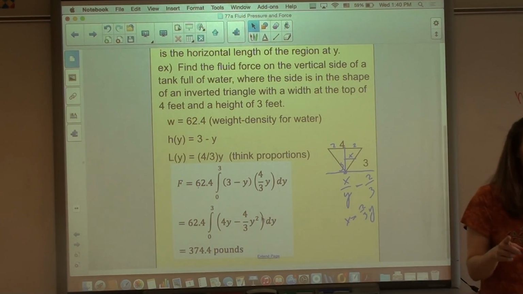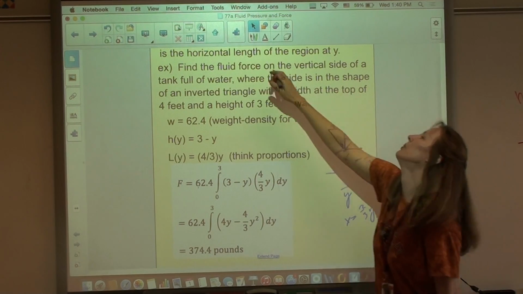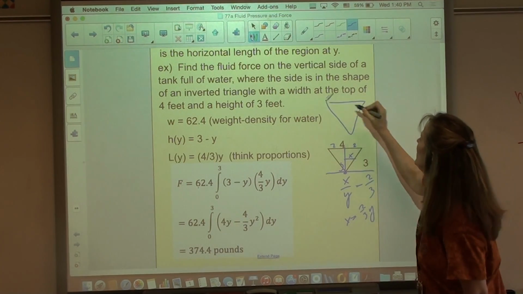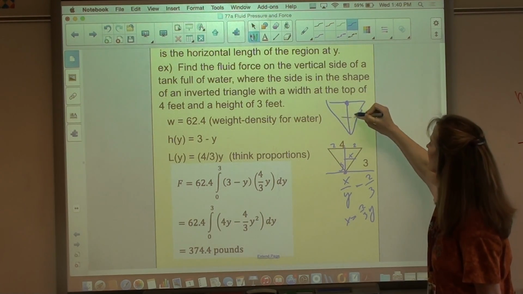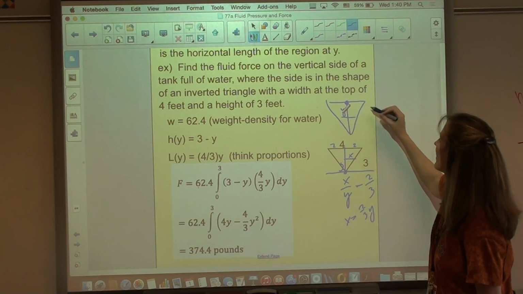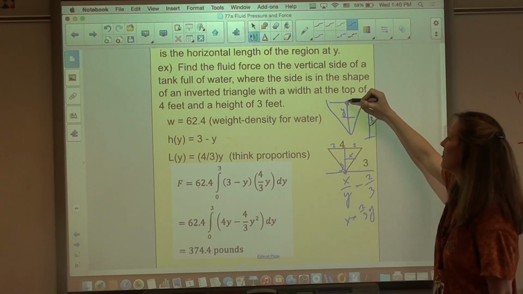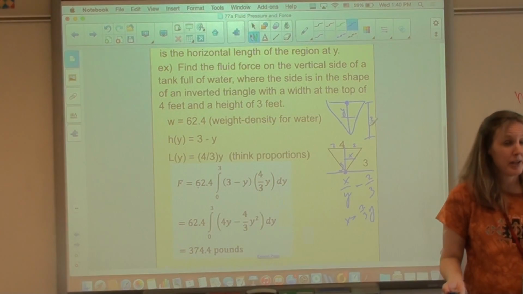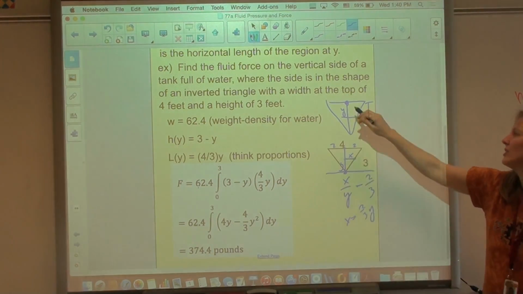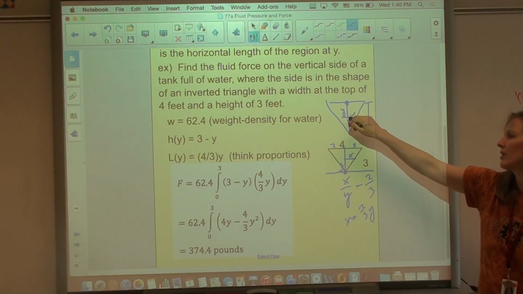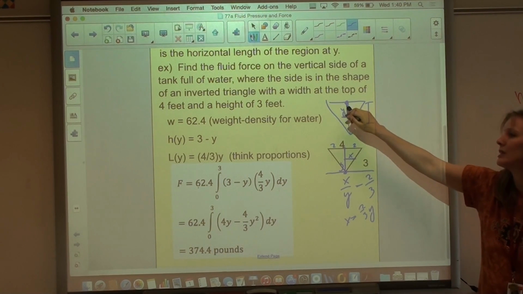Oh, depth. If my origin is here, then this is my y, right? And this whole thing is 3, and I want the depth. Well, it looks like the depth would be y, right? It's close, it's -y. Because all these y's are negative, so if my y is -1, my depth is 1. If my y is -2, my depth is 2. So think of it as 0 minus y.